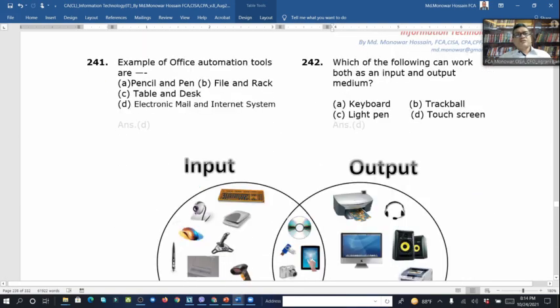Look here, 241. Examples of office automation tools are... we know here pen, pencil, file, table, etc. Electronic mail and internet system. Pen we are always using, table we require, file rack etc. we will require in our office. But office automation tools are electronic mail and internet system. Answer D.